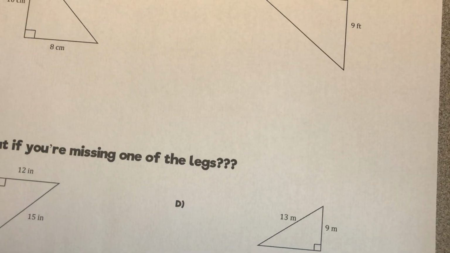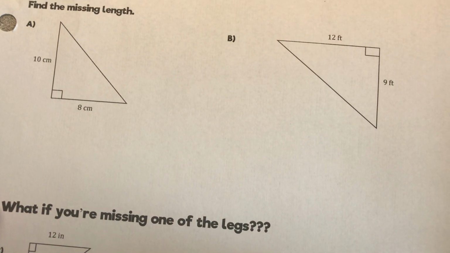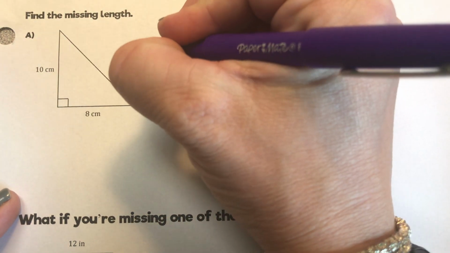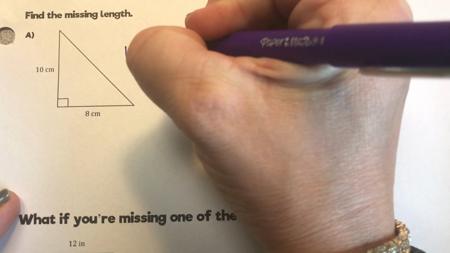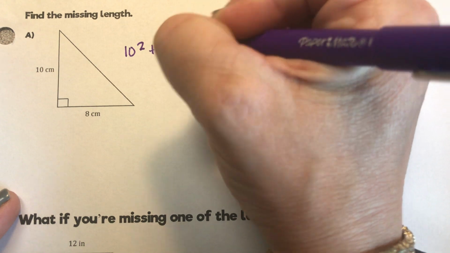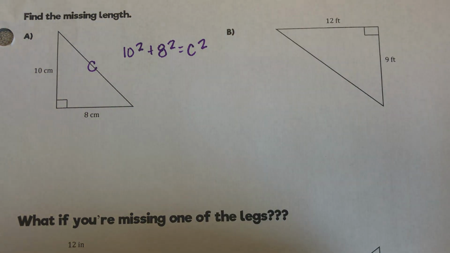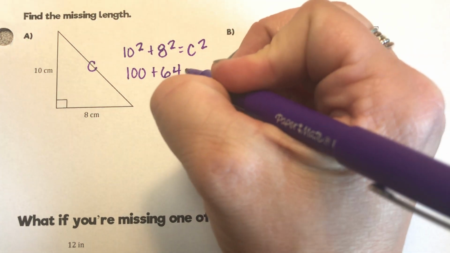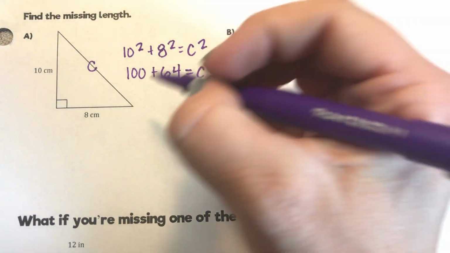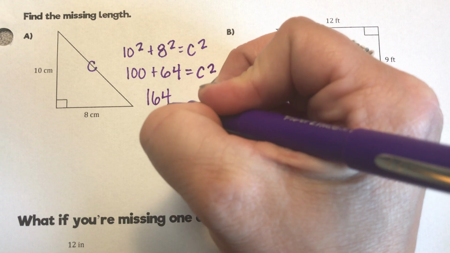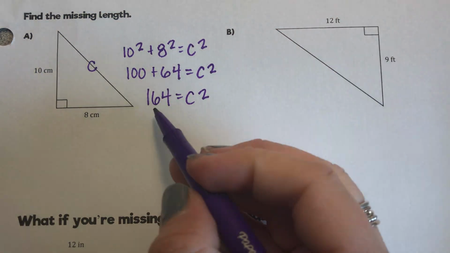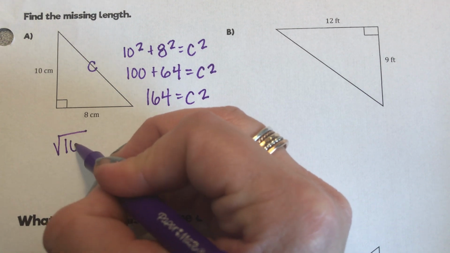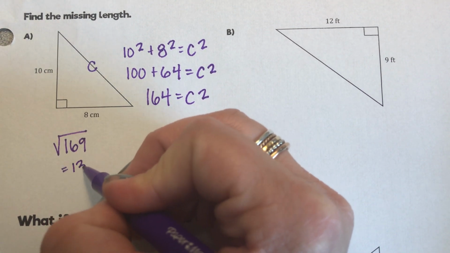So let's look at some examples. So letter A, okay, I have 10 and 8. So 10 squared plus 8 squared is going to give me my missing hypotenuse squared. So that's 100 plus 64 equals c squared. So 164 is c squared. This is not on my list, right? But I know that the square root of 169 is 13.